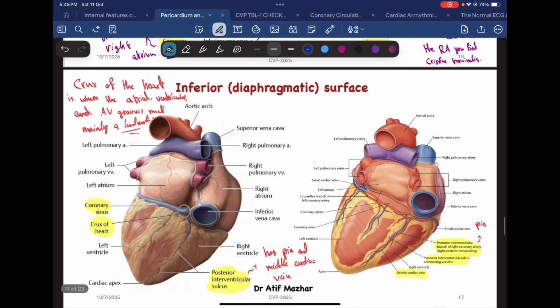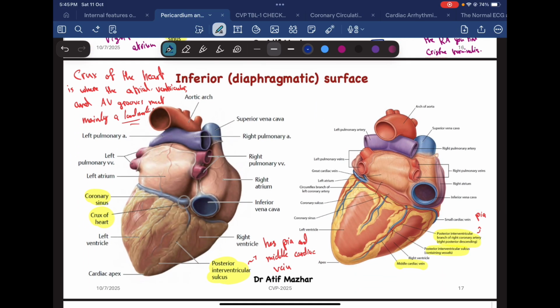If you go towards the inferior, now we're looking at the heart from under, from the view of the diaphragm. You have the coronary sinus again, which is important. It has to be mentioned more than one time. You have the crux of the heart and the posterior interventricular sulcus. Now this one is posterior. It's different. It has what? It has PIA and the middle cardiac vein.